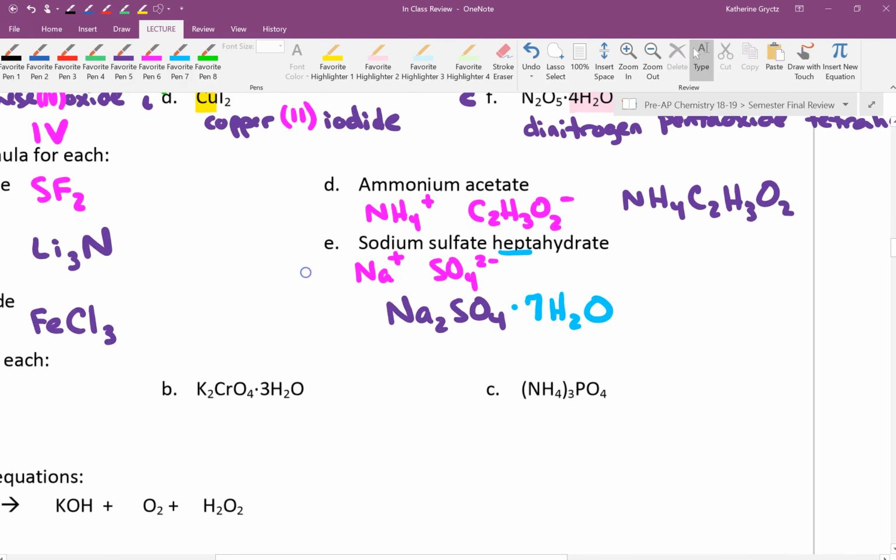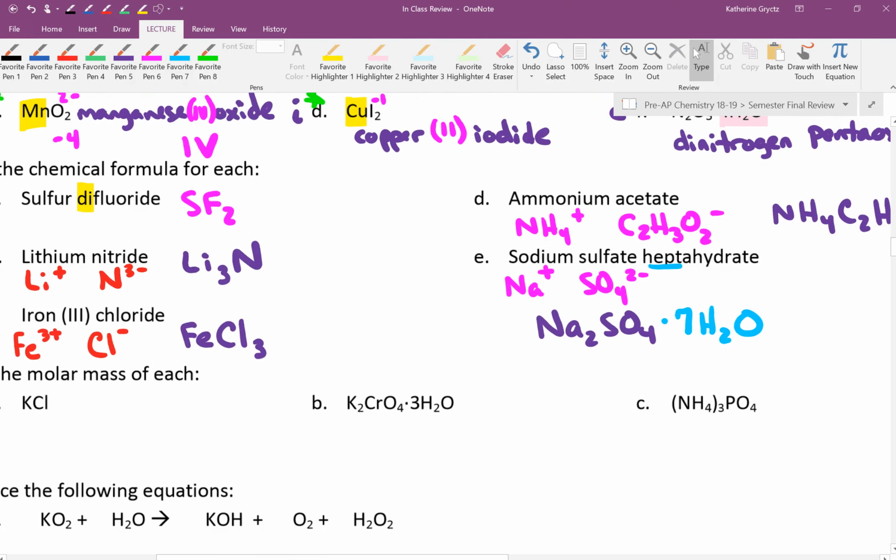Okay. So those are our naming. Those will mostly be multiple choice questions, being able to match them. So pay attention to whether you needed prefixes, or you needed Roman numerals, or you had to pay attention to charges, or what's going on there.